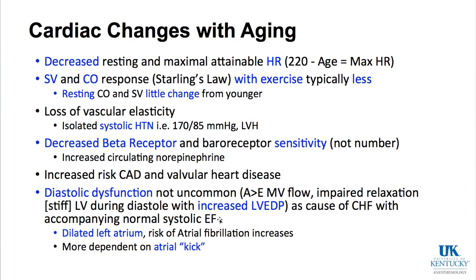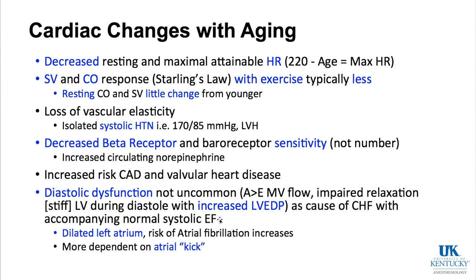Cardiac changes with aging, next key word. When a patient ages, their resting heart rate tends to be decreased, and the heart rate that they can obtain with maximal exercise is also decreased and can be estimated by 220 minus age. For example, I'm 55 years old, so 220 minus 55 equals my maximal heart rate should be around 165, and when I ride my spin bike, I can occasionally get up to 170-ish range, but 180s, 190s are no longer attainable like I could do in my 20s and 30s. So maximal attainable heart rate decreased, resting heart rate also decreased.